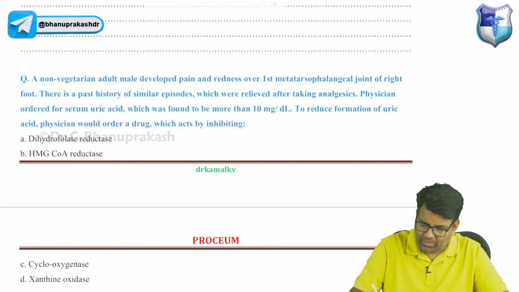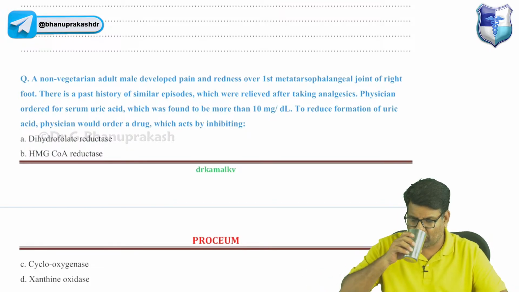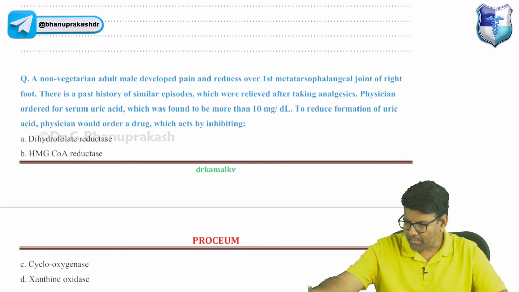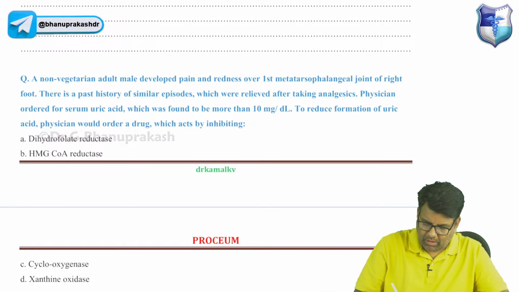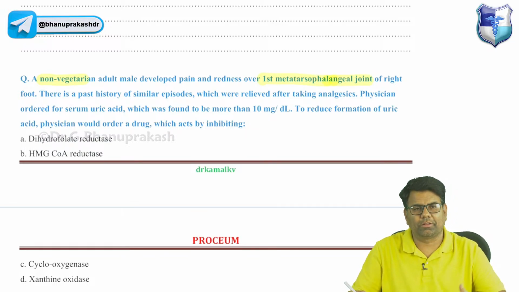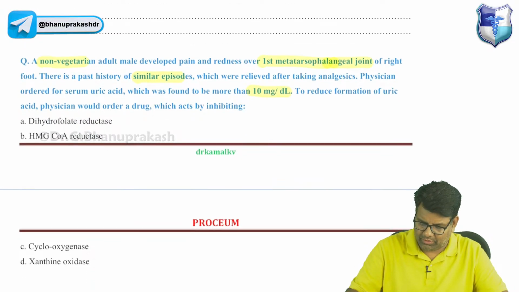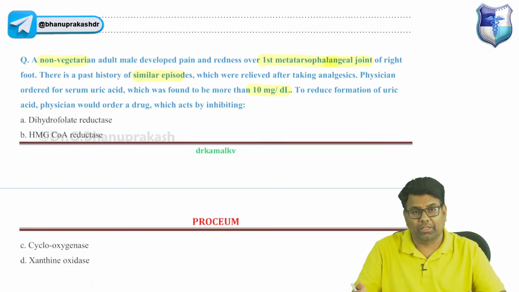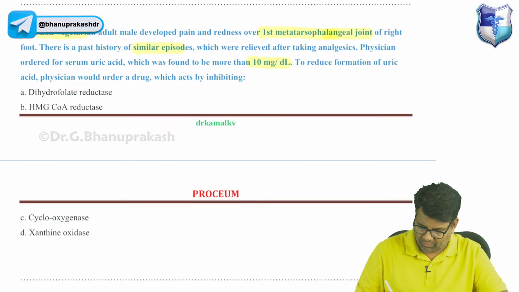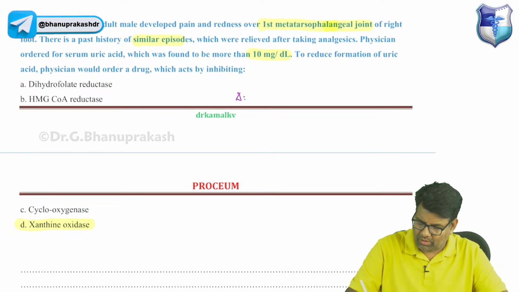Next question, again a very basic question and repeated so many times. A non-vegetarian has developed, I think we have already discussed in the first session, first metatarsophalangeal joint affection, similar episodes. This is a typical case of chronic gout, for which we need to give allopurinol, which will inhibit xanthine oxidase. Chronic gout.